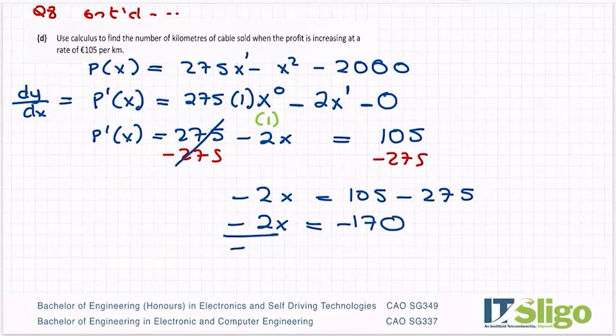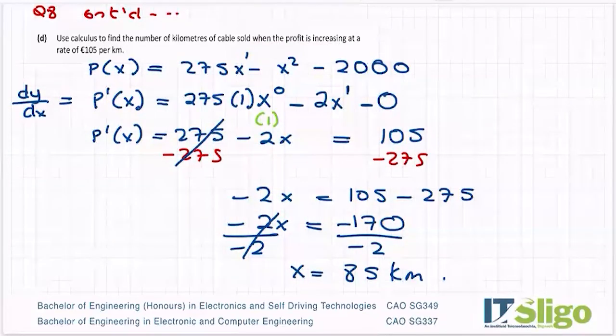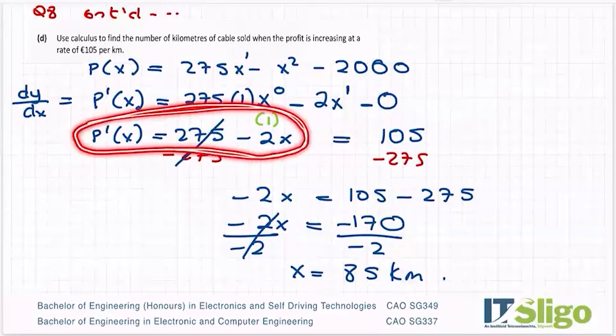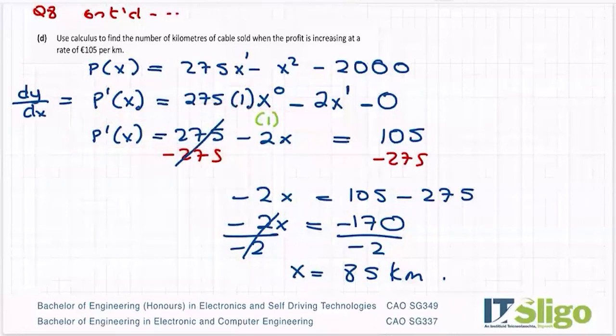And divide by the number in front of x. So divide that by minus 2. And it's 85 kilometers of cable that is sold when the profit is increasing at a rate of 105 per kilometer. Okay, and again, 10 marks for that particular question. To just get the differentiation part, this part was 6 out of 10 marks. So super important to be able to differentiate.